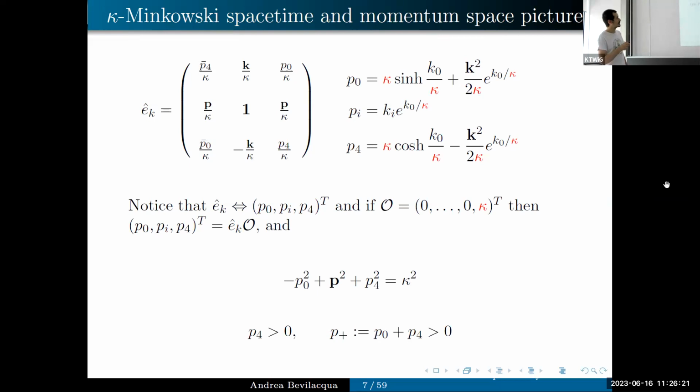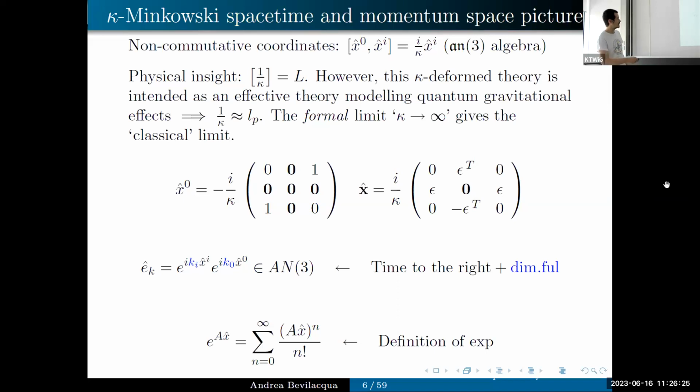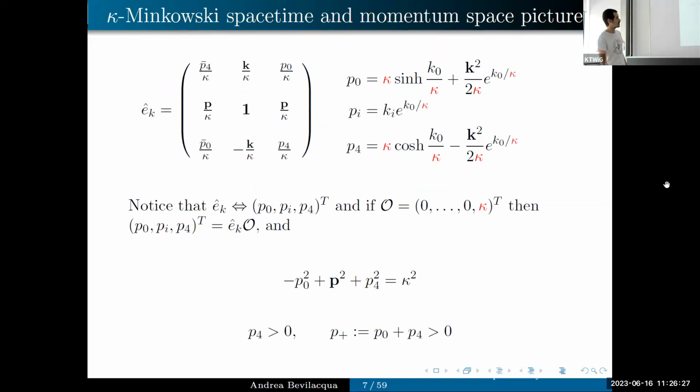I didn't write it explicitly, but this K can also be written in terms of P0, Pi, and P4. And this P bar 4 and P04 can also be written in terms of P0, Pi, and P4. So basically, all the entries in this matrix are uniquely defined as long as you know P0, Pi, and P4. And you can get P0, Pi, and P4 if you act with this matrix on this vector over here.